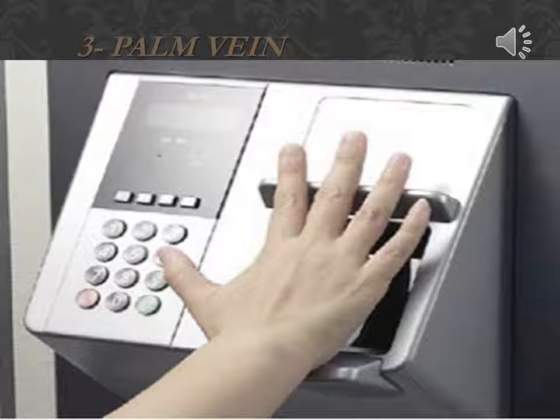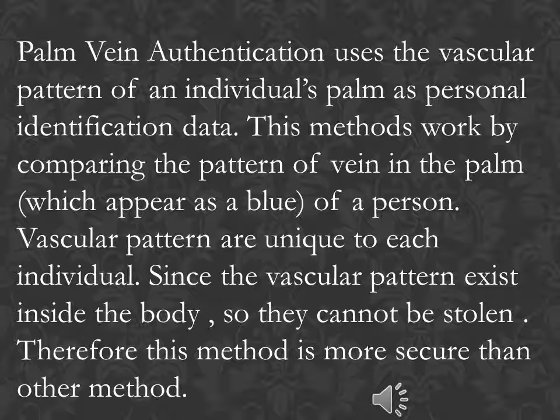3. Palm vein. Palm vein authentication uses the vascular pattern of an individual's palm as personal identification data. This method works by comparing the pattern of veins in the palm, which appear as a blue pattern. Vascular patterns are unique to each individual. Since the vascular pattern exists inside the body, it cannot be stolen. Therefore this method is more secure than other methods.